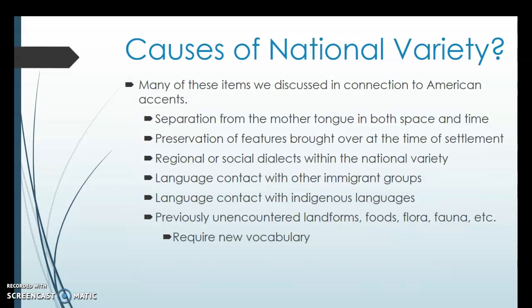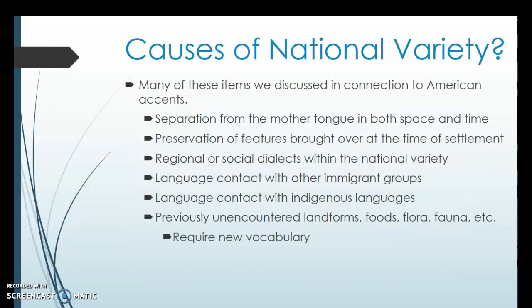For example, American English is a national variety, and we know that there are at least 3 main dialects in that variety. A national variety will change from its mother tongue because of contact with immigrant groups from other cultures and contact with indigenous languages. And finally, if the colonizers encounter new landforms or food or animals that they've never seen before, obviously, they will have to adopt the local language for it because it requires new vocabulary.